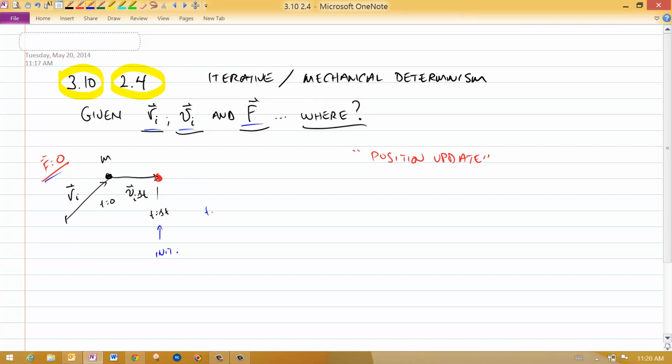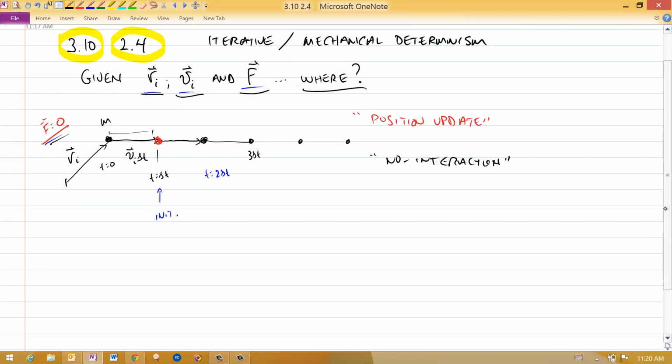So when t is equal to 2 delta t, where am I going to wind up? That is the velocity times the time. I would do exactly the same thing over again, since the velocity didn't change because the force is still 0. That would be at t equal to 2 delta t, then 3 delta t. It's the same path of non-interacting particles that you would see back in chapter 1.